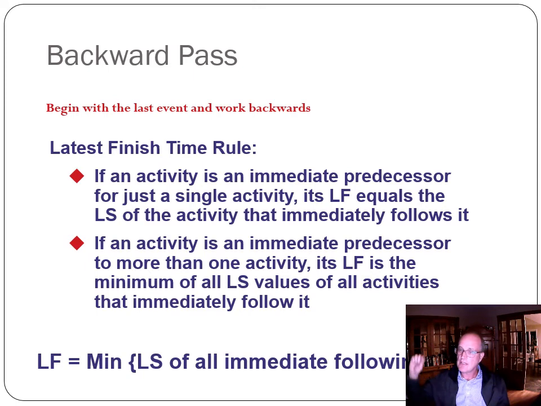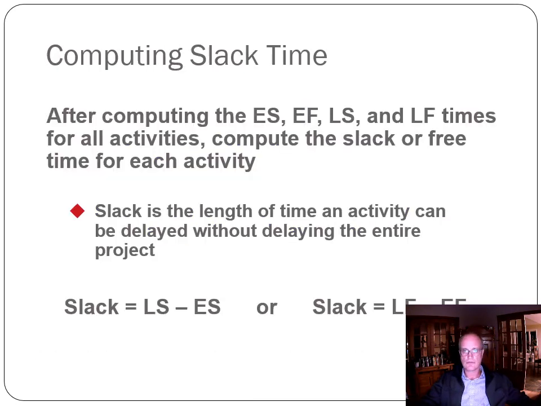If you have several tasks that come out of the task you're looking at, you take the smallest latest start time of those, because that is the latest start that task can start. So that's the latest, and the smallest one becomes the latest finish of the tasks that precede it. And again, I'll show you in an example shortly.